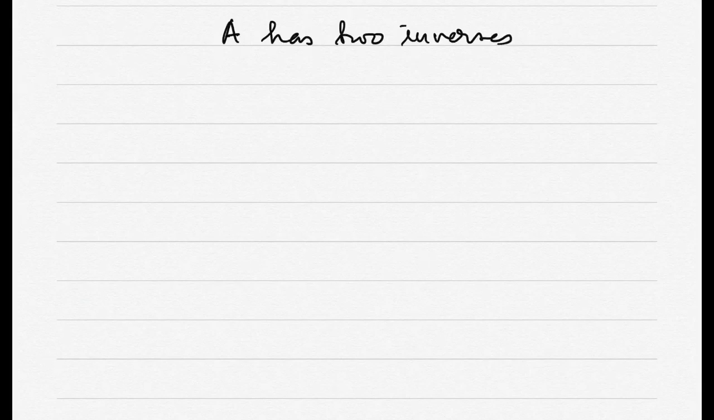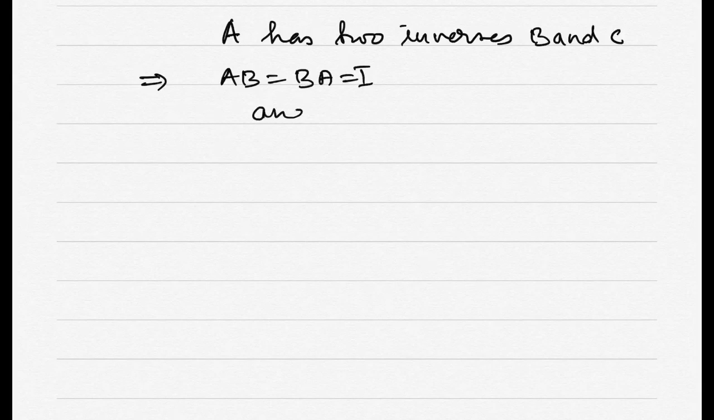Now we will show that if a matrix has an inverse, it must be unique. So let us assume this matrix A has two inverses, namely B and C. So this implies AB equals BA equals I and AC equals CA equals I.